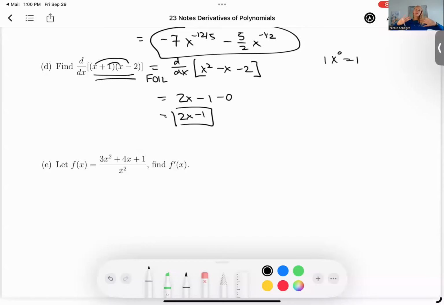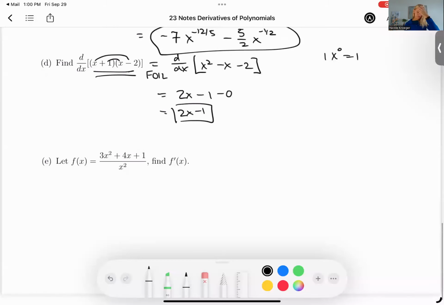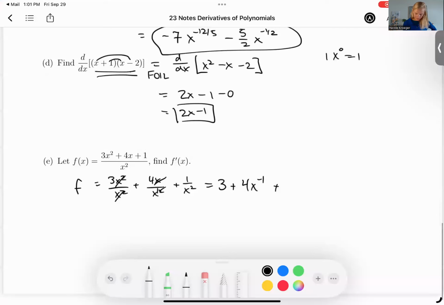Okay, so when we have multiplication right now, we need to rewrite that before we can deal with it. Same is going to be true about division in this piece. So we can rewrite this as 3x squared over x squared plus 4x over x squared plus 1 over x squared. X squareds cancel out, so we're left with 3. And x cancels out here. So this will be 4x to the negative 1, because it's 4 over x to the first, but we need that x not in a denominator. And then this is plus x to the negative 2, just rewriting that.